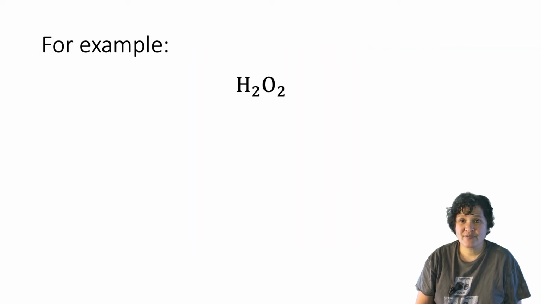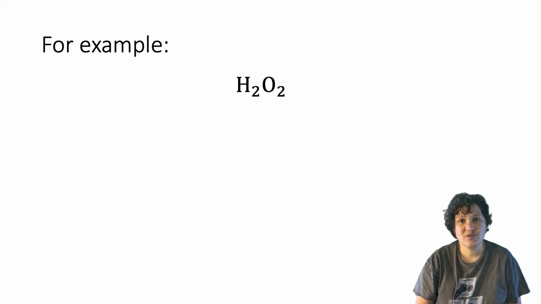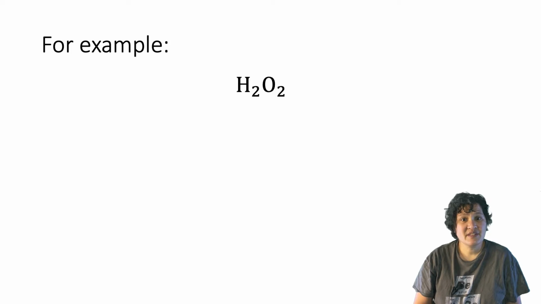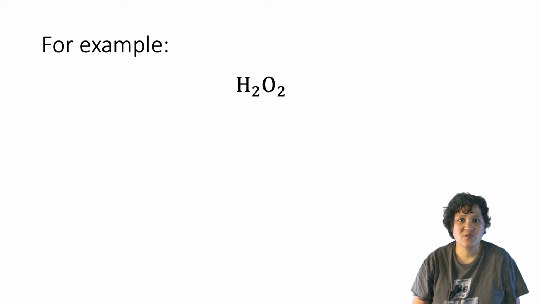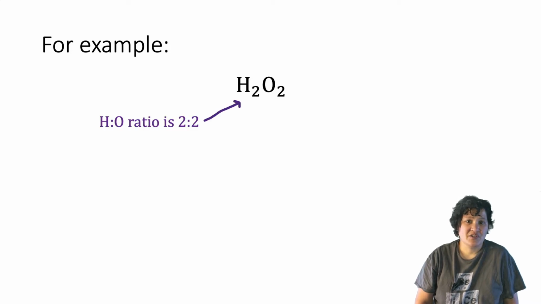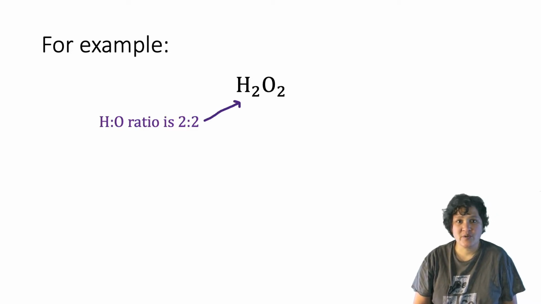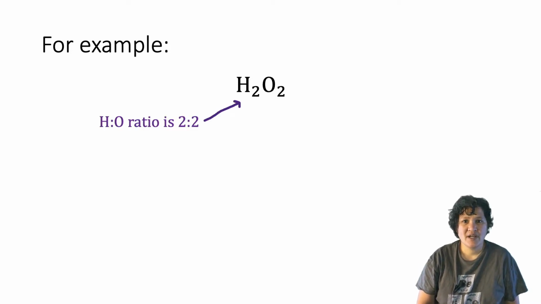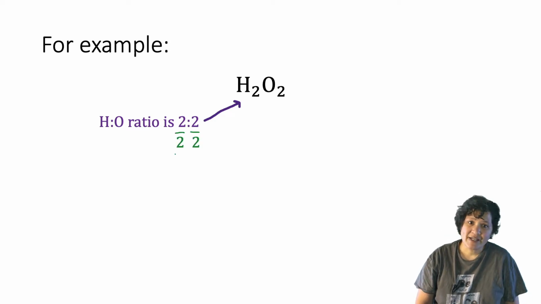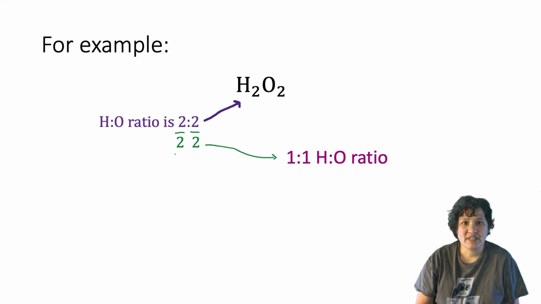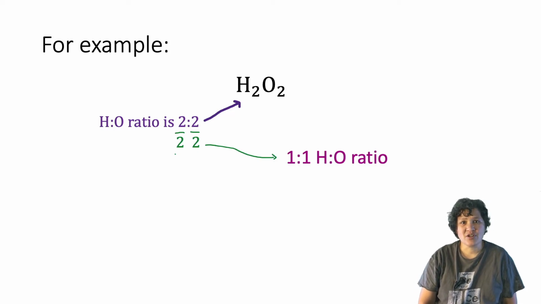A good example of this is hydrogen peroxide, H2O2. This is the molecular formula. A hydrogen peroxide molecule actually has 2 hydrogens and 2 oxygens. So you could say that the H to O ratio is 2 to 2. But that isn't the simplest ratio we could make with those numbers. If we divided both sides by 2, we could say that there's a 1-to-1 H to O ratio.